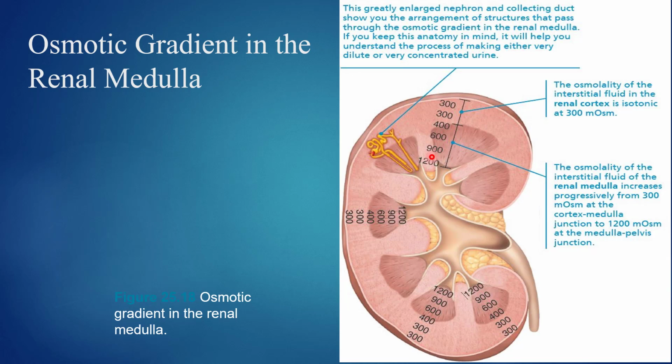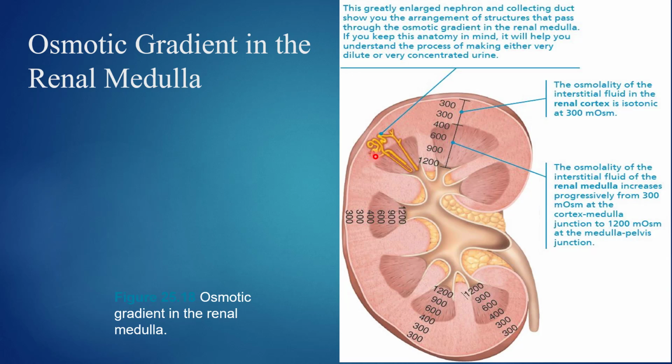And then normally our urine is about 300 milliosmols only. So that's actually the isotonic. So 300 milliosmols normally. Then right there in the middle part of the medulla, the concentration is really big.